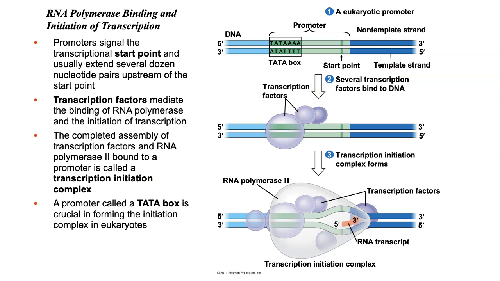To begin the process, an assembly of different proteins, which are called transcription factors, are going to bind onto and around the TATA box region of the promoter. This complex that they form is called the transcription initiation complex. To give you an example, there is a protein called vitamin D receptor, which of course would bind vitamin D, and that can act as a transcription factor.